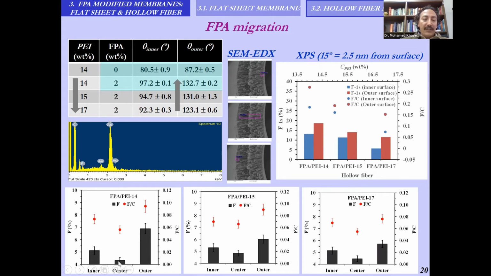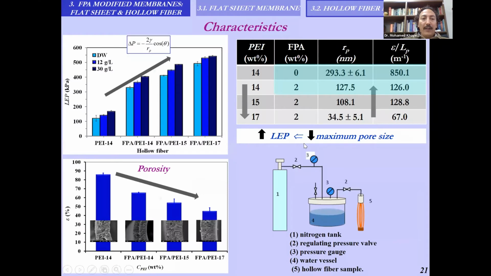This indicates that there is effectively a migration of FPI from the center to the outer surface, whereas that of the inner surface was maintained constant. This is attributed mainly to the fact that coagulation of the hollow fiber most likely starts from the inner surface, so there is not much time for FPI to migrate to the inner surface. Finally, we also confirmed this result by XPS analysis, and we observed that the concentration of fluorine is higher at the outer surface than at the inner surface. So the outer surface is more hydrophobic than the inner layer.